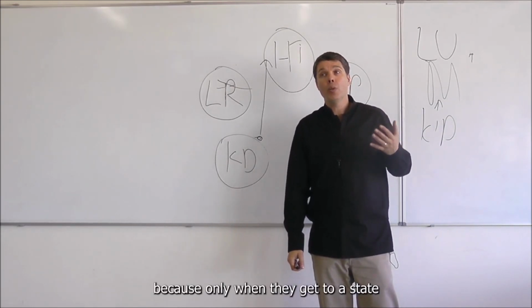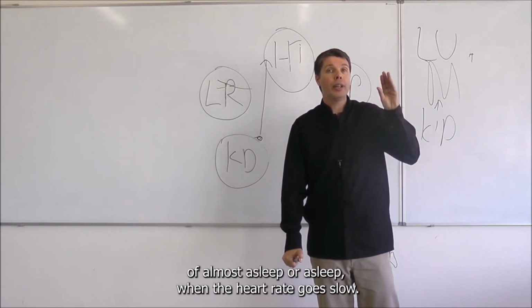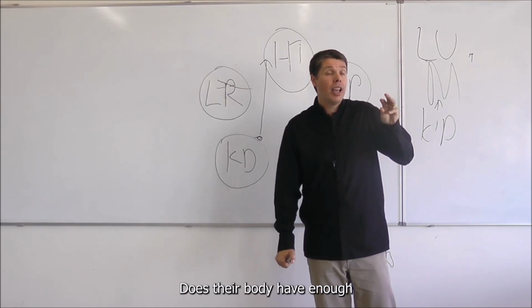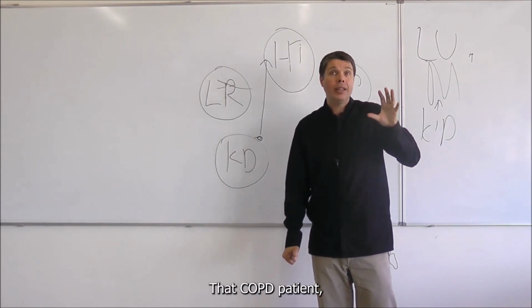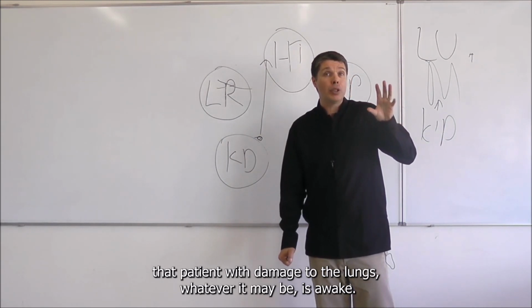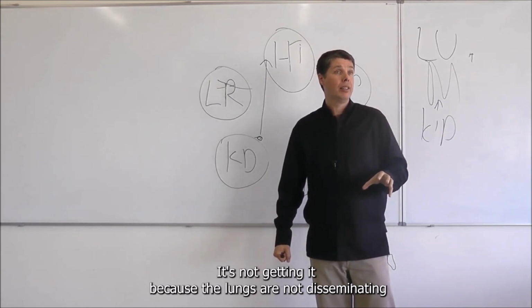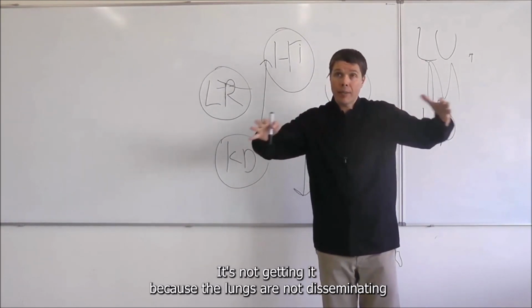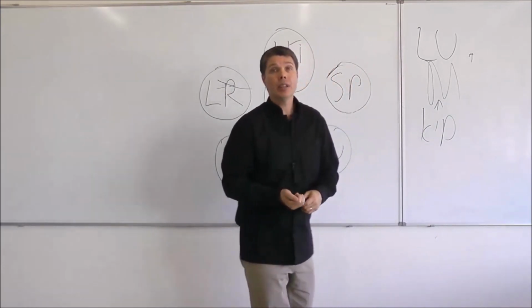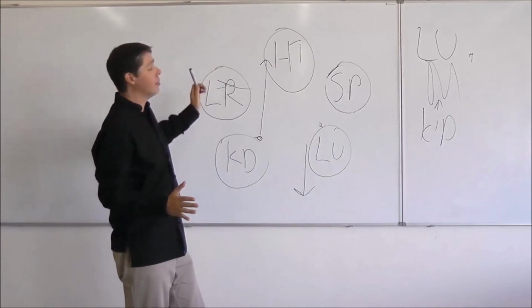Because only when they get to a state of almost asleep or asleep, when the heart rate goes slow, does their body have enough. For every moment that COPD patient, that patient with damage to the lungs, whatever it may be, is awake, the body's like, oh, we need more stuff, and it's not getting it. Because the lungs are not disseminating through, the shen is not able to travel through the body. So however you want to look at it, this is what's going on here.